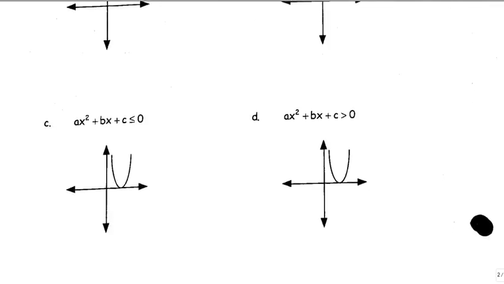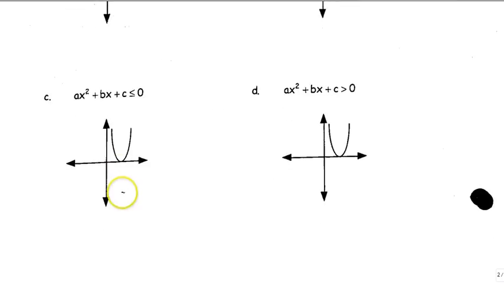Now this one's saying, where is it less than or equal to 0? Well, less than, there's nothing really. Equal to 0, there's one spot. There's going to be one solution here, and it's the vertex.